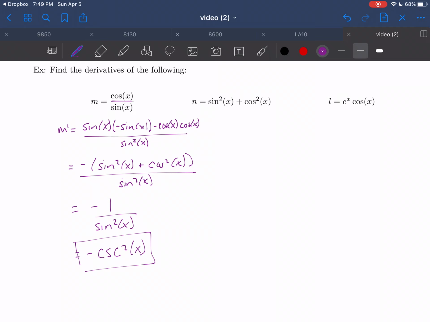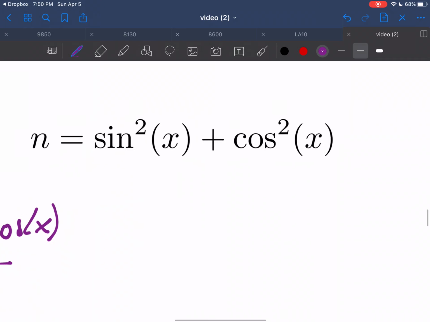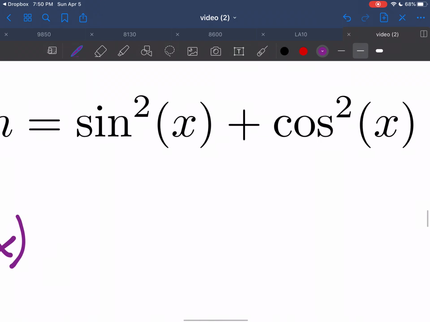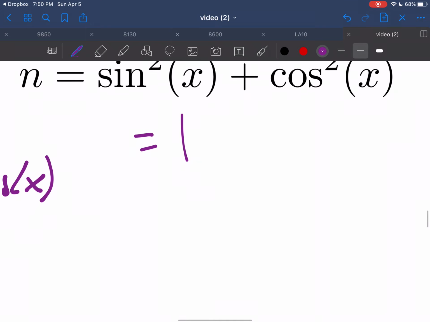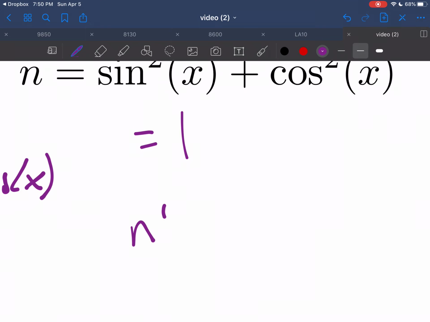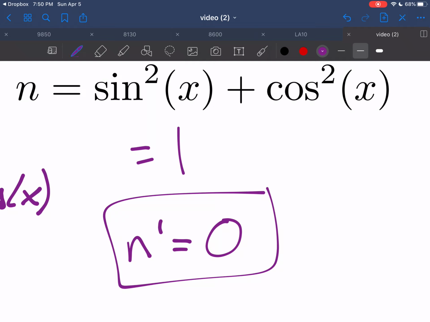So with sine and cosine, or trig functions, you're using the same derivative formulas that we were talking about the last couple sections. Okay? The same formulas. You're just now applying them to trig functions. So for instance, this one, well, we know what sine squared plus cosine squared is? That's equal to 1. So the derivative of my function n, n prime, is going to be 0. Okay? Because it's a constant.